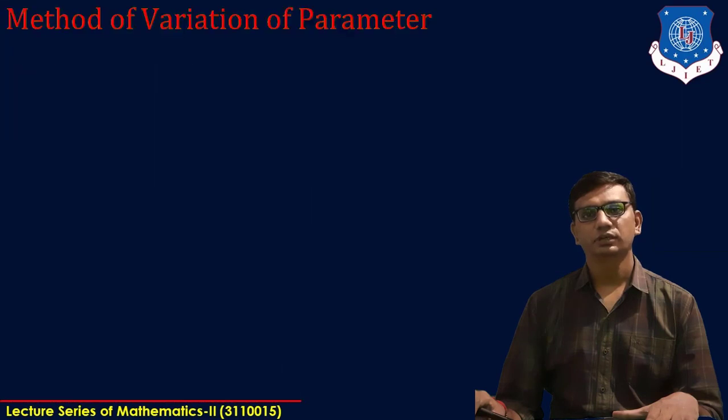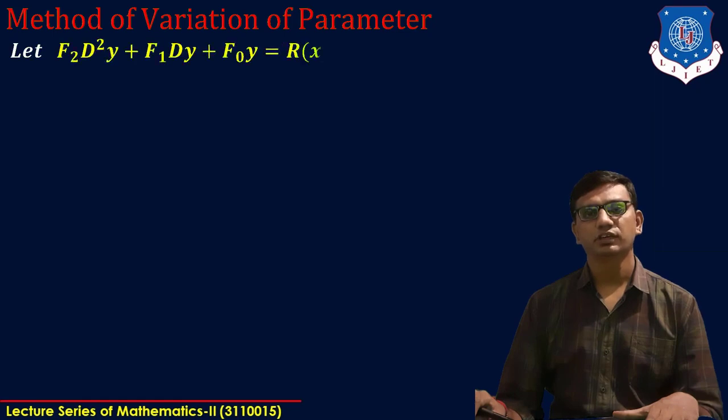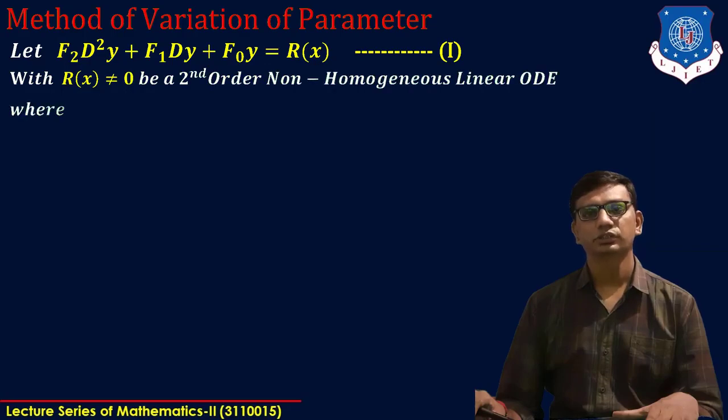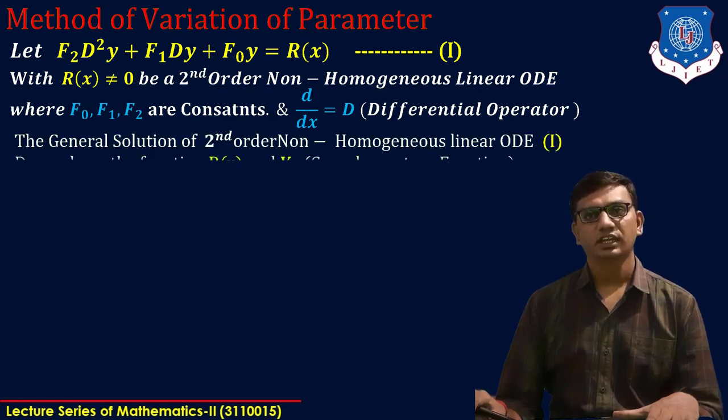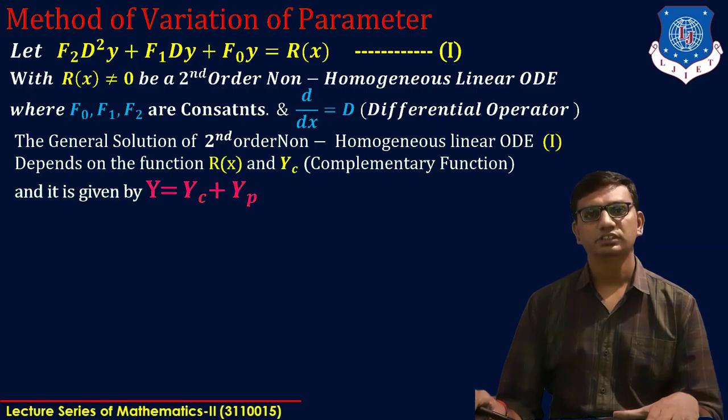Let us see the method of variation of parameter for the second order non-homogeneous linear differential equation. Let f2 d square y plus f1 dy plus f0 y equal to Rx, with Rx not equal to 0, be a second order non-homogeneous differential equation where f0, f1, f2 are constants and d is the differential operator d by dx. The general solution of this second order non-homogeneous linear differential equation depends on Rx and yc. First of all, we find the complementary function by converting our differential equation 1 into the homogeneous form, and then find the complementary function using the auxiliary equation.